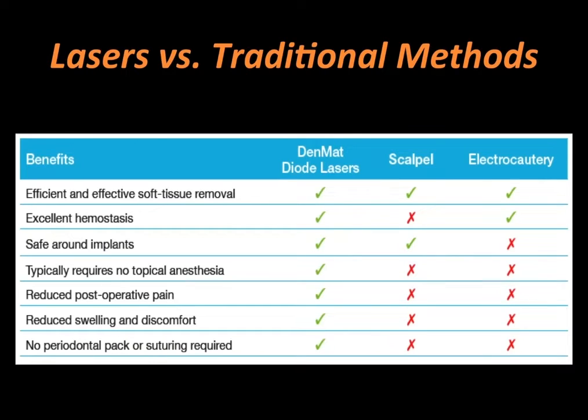The DenMat dental laser is what we're using in our practice. As I mentioned, I've had several dental lasers over time, but compared to a scalpel or electrocautery, you can see that we get excellent hemostasis. It's very safe around our titanium or metal components around our implants. We don't have to worry about sparking. Oftentimes, it doesn't require any anesthetic. Oftentimes, I will use a topical anesthetic. Our postoperative discomfort is reduced. Swelling and discomfort postoperatively and preoperatively is reduced. And we don't have to suture oftentimes. So you can imagine the time saving involved. And in our practice, you know, time is money.